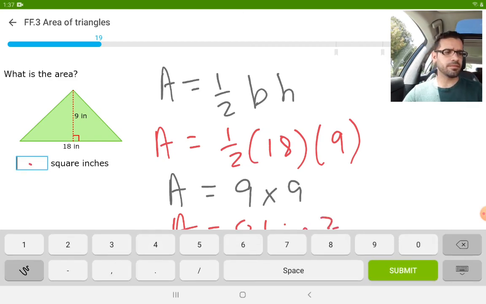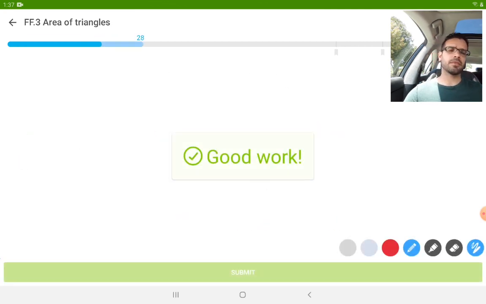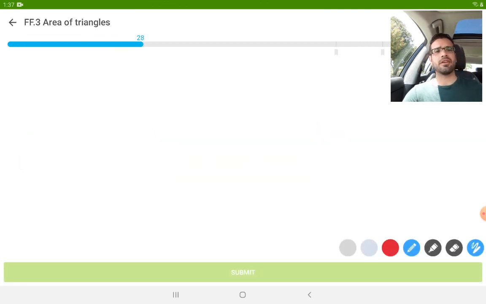All right, plug that in, hit submit, and then you're off. So that was finding area of triangles.